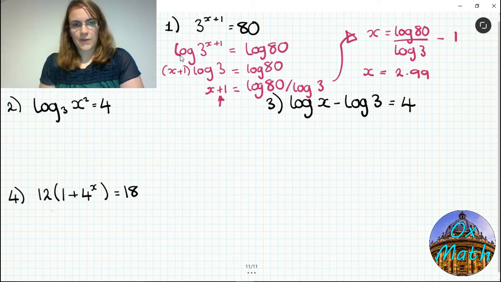And then remember, check your answer. 3 to the power of 2.99 plus 1, so 3 to the power of 3.99 will equal 80, which makes sense because 3 to the power of 4 is 81, so it's just a little bit less than 4.